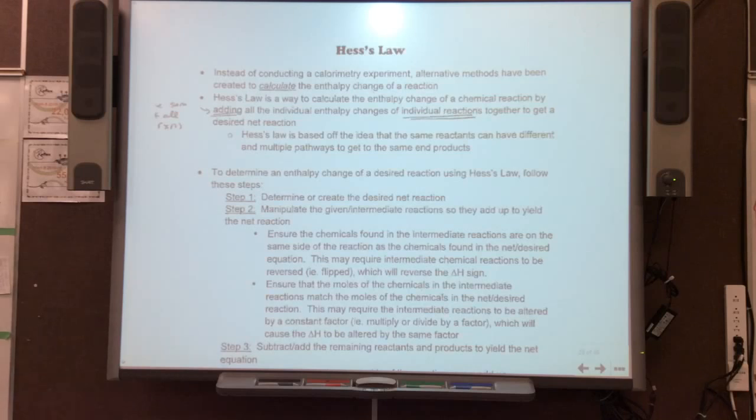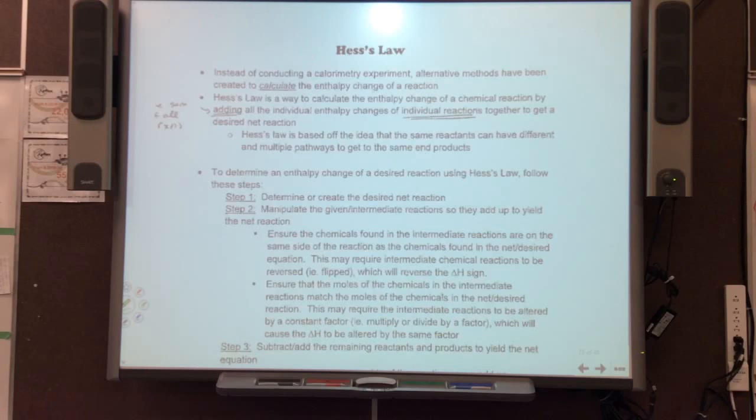And it looks at the individual reactions. So when we look at the decomposition of glucose, C6H12O6, and we get water and carbon dioxide as products, we look at those individual components of what makes those things up, okay? So same reactants can have different. So the way that it works is that we add all the individual enthalpy changes of individual reactions to get a net reaction.